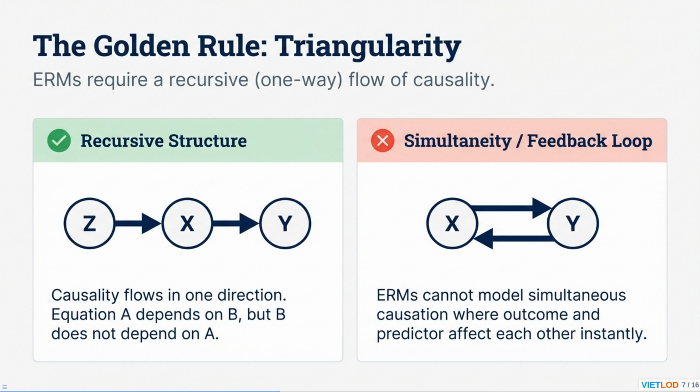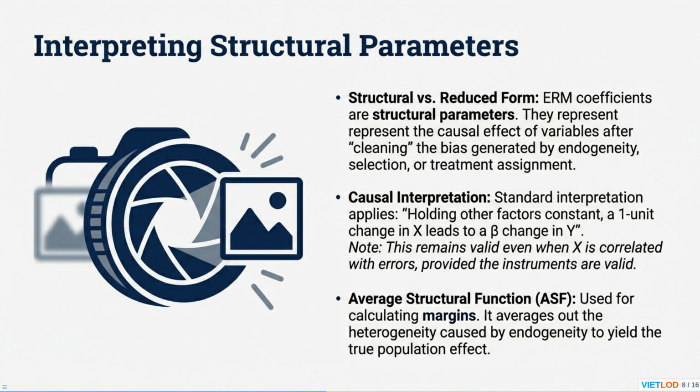In contrast, the right panel shows a feedback loop where X and Y affect each other instantly. ERMs cannot model this type of simultaneous causation. For instance, in a labor market model, we assume education affects wages, but current wages do not instantly change education levels within the same period. Ensuring this one-way flow is essential for the validity of the model. Next, let's explore how we interpret the coefficients from these models.